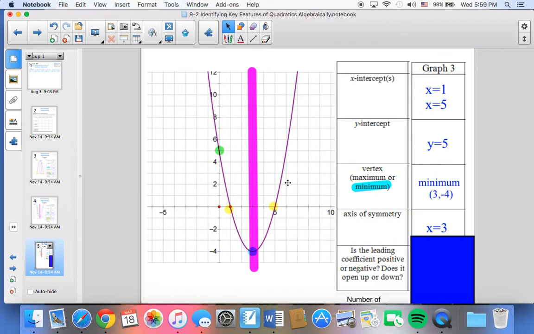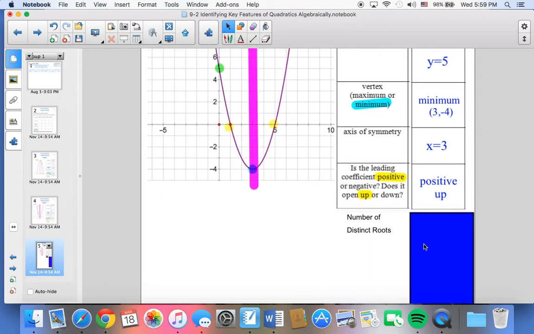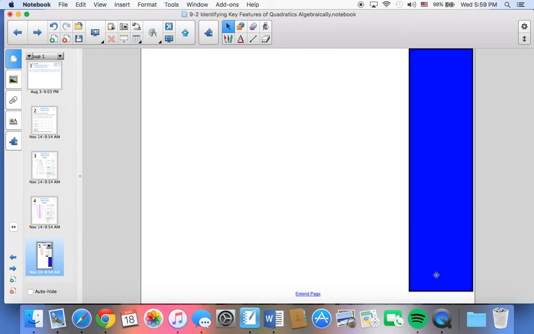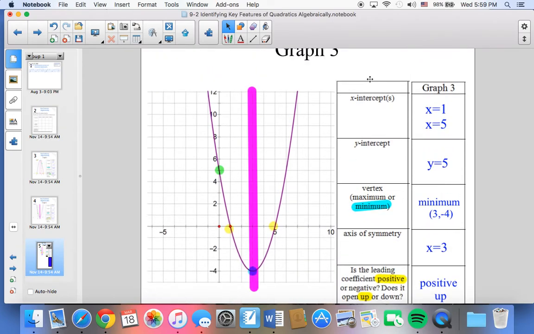Okay, is the leading coefficient positive or negative? That's asking, does it open up or down? Smile or frown? Well, you probably see that it's a smile. That means it opens up, and my leading coefficient is positive. y equals x squared, no negative on this one. How many roots do we have? We said we had 2 roots, at x equals 1 and at x equals 5.